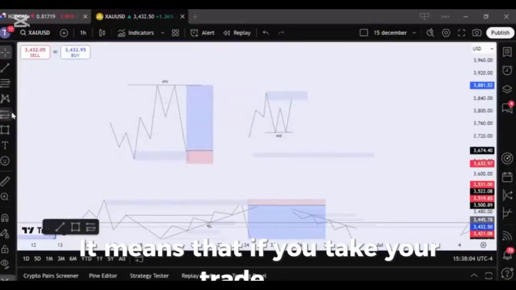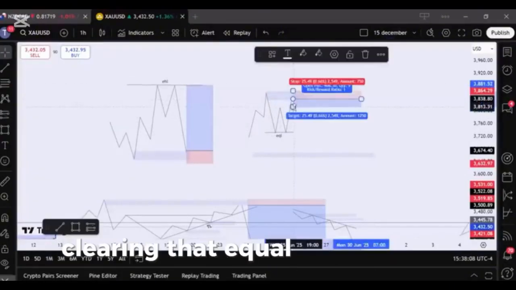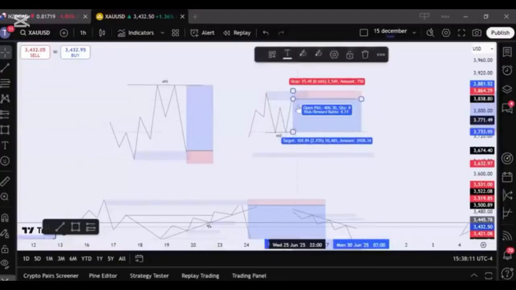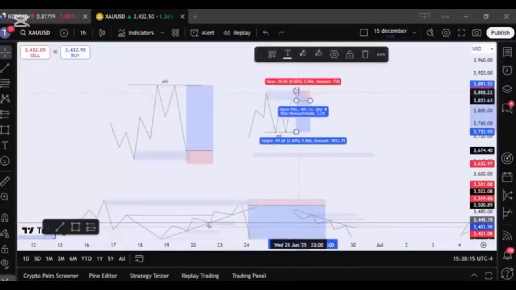It means that if you take your trade here, that's what your take profit level should be aimed at: clearing that equal lows liquidity here. So that is where your take profit level will be, to clear that equal lows liquidity on the market.